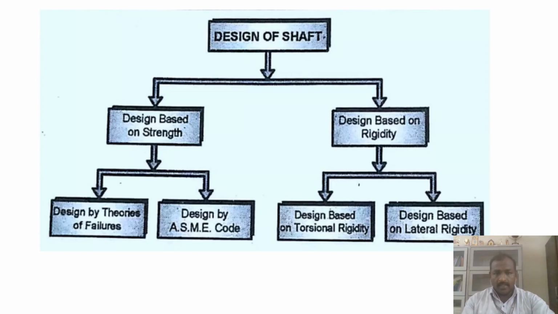Then classification of shaft, that is design of shaft. It is classified into two: design based on strength and based on rigidity. The design based on strength is further classified into two: that is based on theories of failure and by the ASME method. And based on rigidity, classified into two: one is torsional rigidity, another one is lateral rigidity.